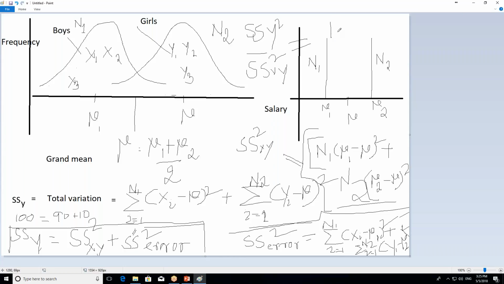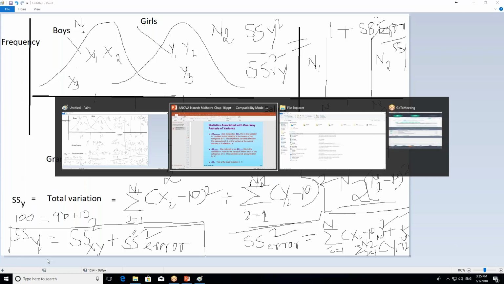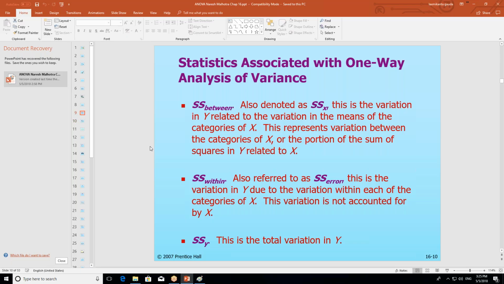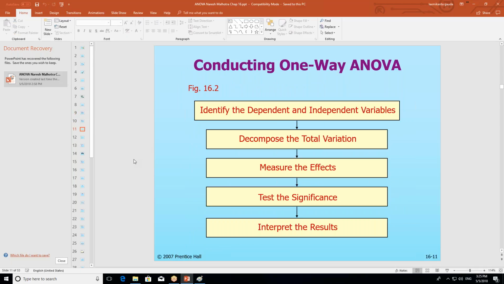So it will be 1 plus SS square by error by SSY. Let me confirm it. I just wanted to check, is this the eta square they are talking about? Eta square, yeah, this is what we have studied, isn't it?